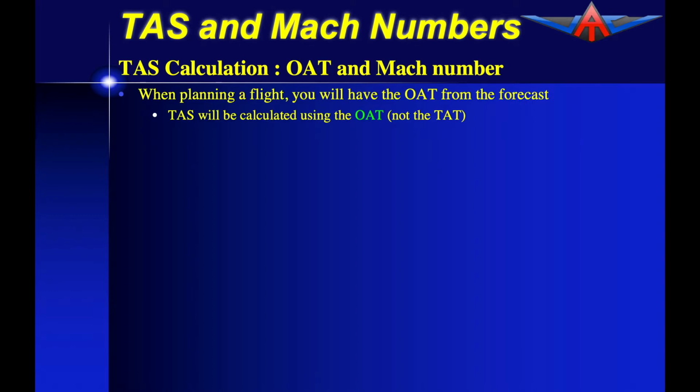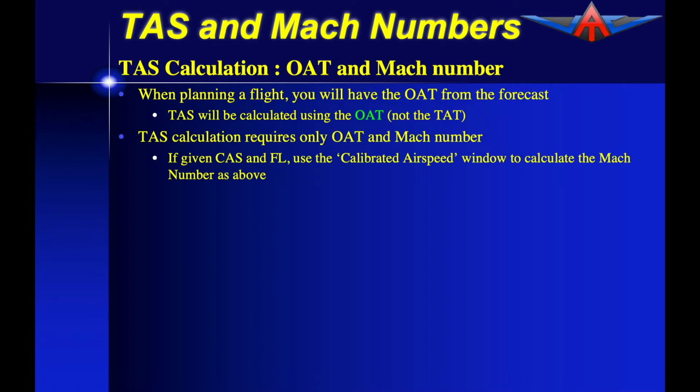In this section, we'll look at what we would do when we're planning a flight, where we will have the outside air temperature based on the forecast. So this time we're going to look at a TAS calculation using the outside air temperature. We only require two things to do this calculation: an outside air temperature and the Mach number.